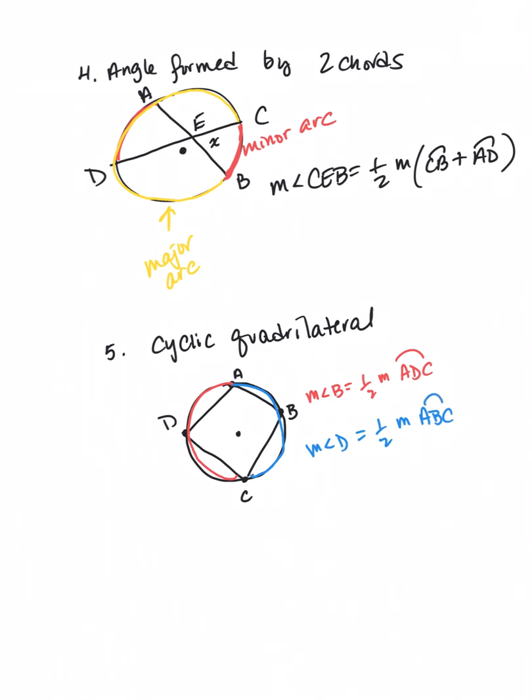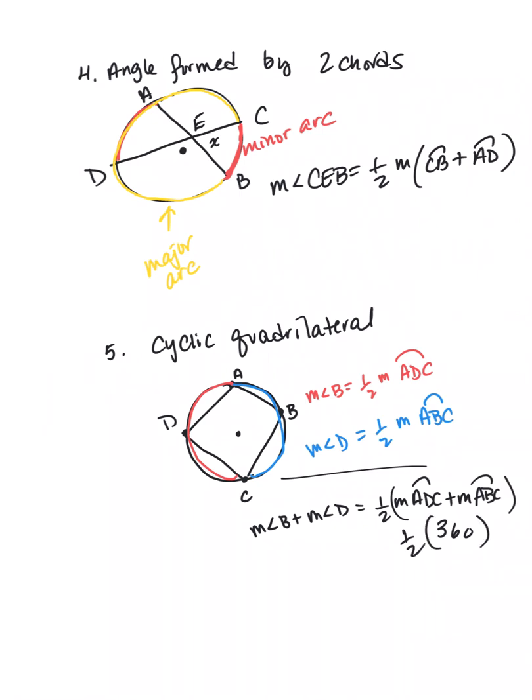All right, so think about the sum of these angles. Let's add this together. The measure of angle B plus the measure of angle D is going to be half the measure of arc ADC plus the measure of arc ABC. But the measure of these arcs is 360, because when you put them together, you get a full circle. So you get 180 degrees. So what you're going to need to memorize about this is that in a cyclic quadrilateral, the opposite angles are supplementary.